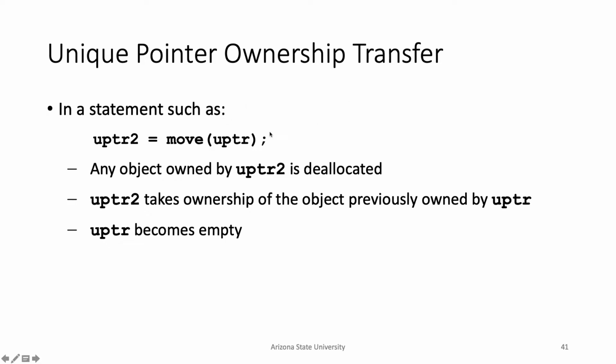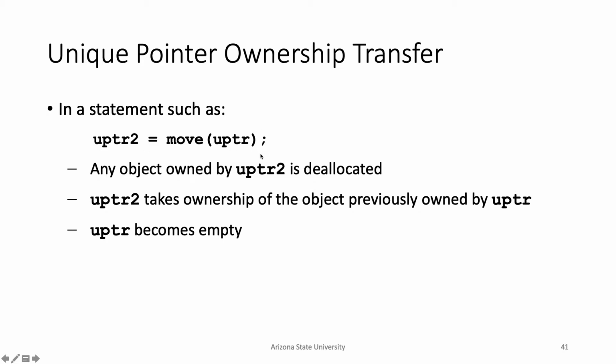So I'm not exactly sure what'll happen here, because you need to look up the move constructor of unique pointer. But just don't use uPtr after the statement. It's undefined behavior what exactly will happen. So only work with uPtr2.